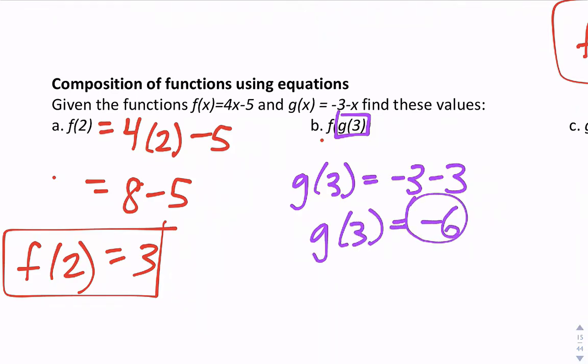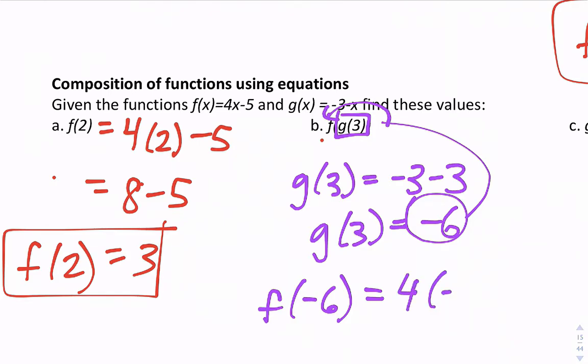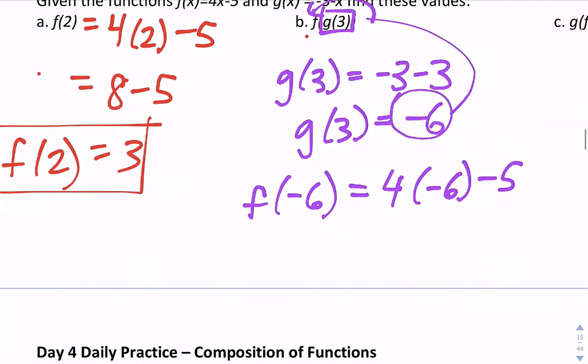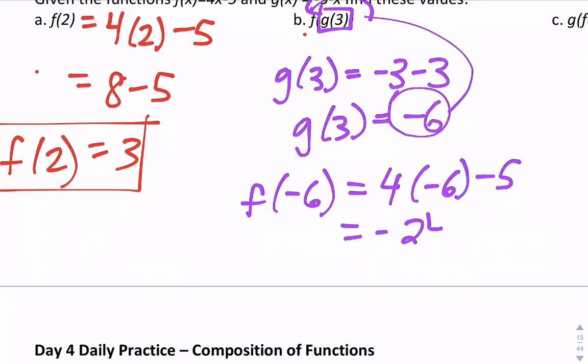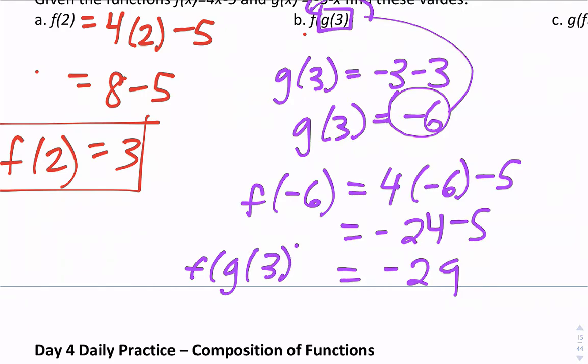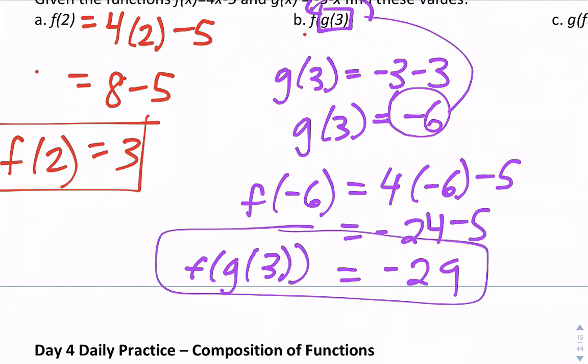Now we plug that answer into the f function. So we say f of negative 6. And that would be 4 times negative 6 minus 5. And so that would equal negative 24 minus 5, which is negative 29. So we say f of g of 3. You plug the 3 in first, got an answer, plug that answer into the f function, you'll get negative 29.